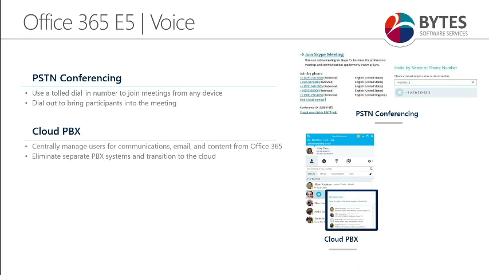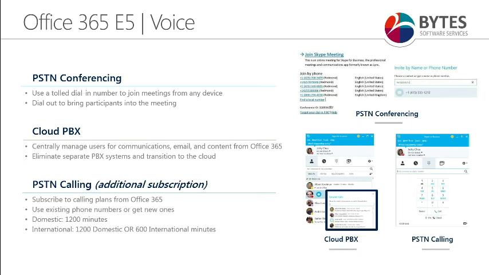You've got Cloud PBX, I should say. So in addition to a PSTN calling plan, it can replace your PBX systems, and Microsoft can now host that. It provides enterprise telephony, so through 2 different calling plans that are available as additional subscriptions. You can either have a domestic calling tariff, which gives you 1,200 minutes, or have an international tariff which allows 1,200 domestic or 600 international minutes. So the PSTN calling is an additional subscription which you would pay for on top of Office 365 E5.